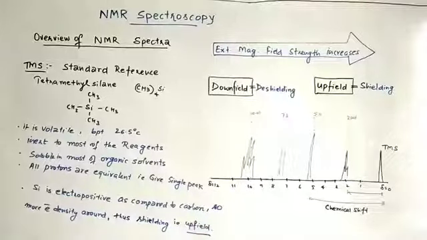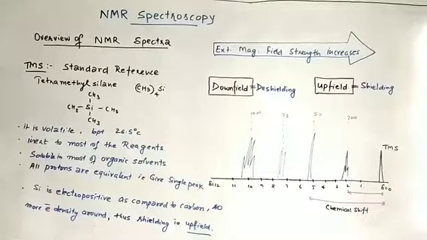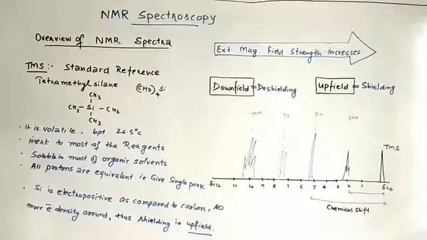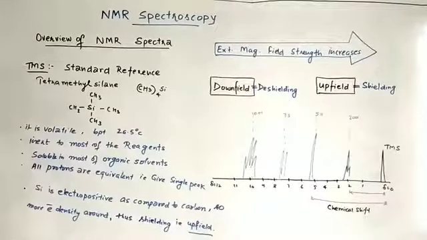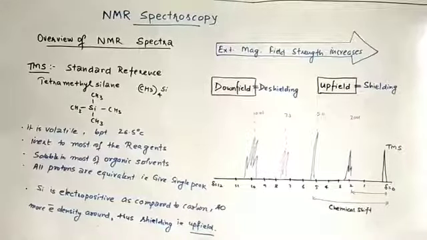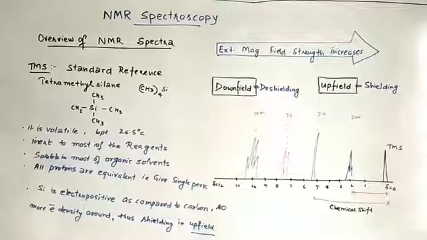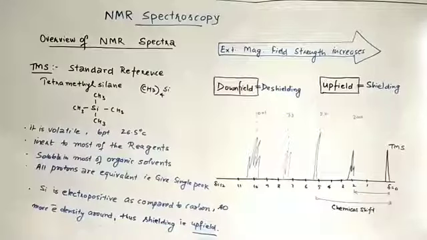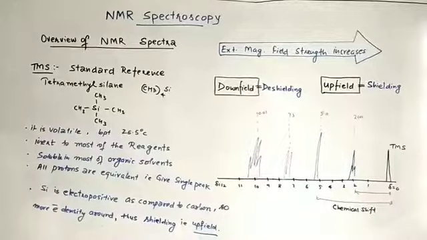Good morning. In this lecture, we will discuss an overview of NMR spectra, what standard reference is used during NMR spectroscopy, and how the NMR spectrum looks when we take one. For NMR spectra, we require about 40 milligrams of organic compound. First you have to prepare the sample in a suitable solvent, and I will tell you shortly which solvents are used and why. Then we put that sample into an NMR spectrophotometer.